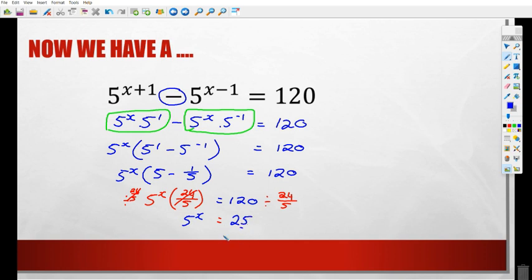So I still don't have same bases there. What am I going to do? I don't have same bases, so I need to change the 25. Let me go up here because I'm running out of space. So 5 to the x is equal to 5 squared. Same bases. What do I know about those exponents? They are equal to each other.